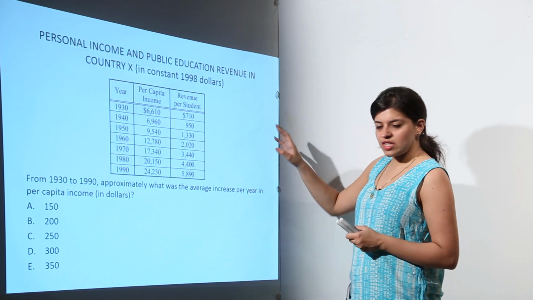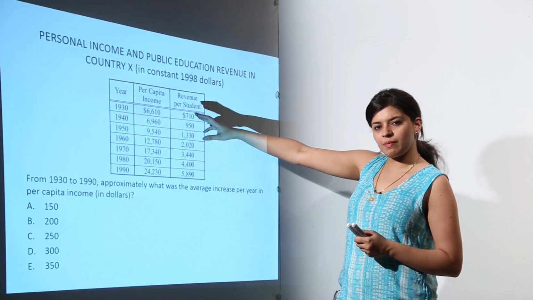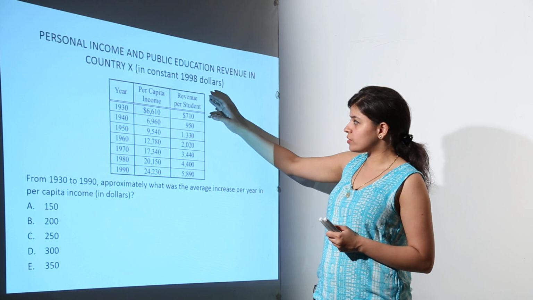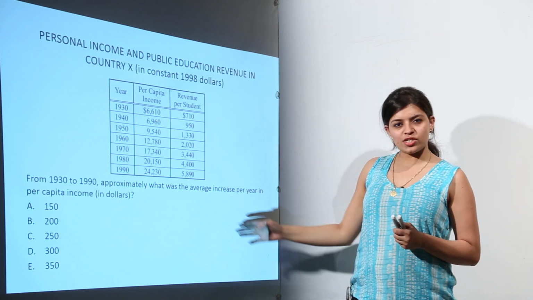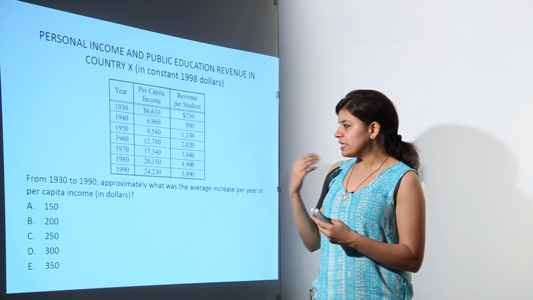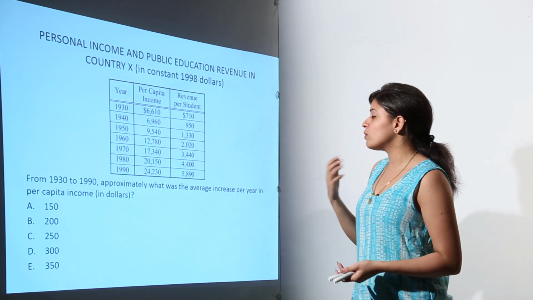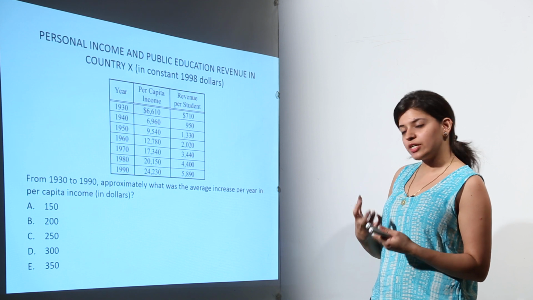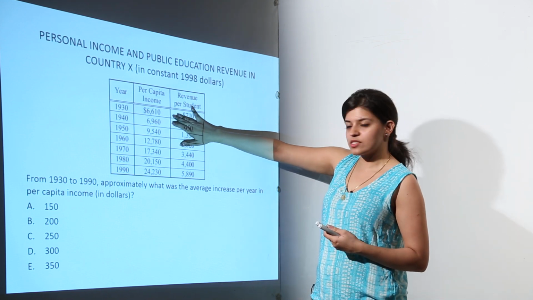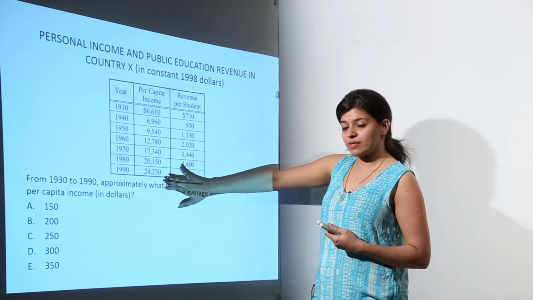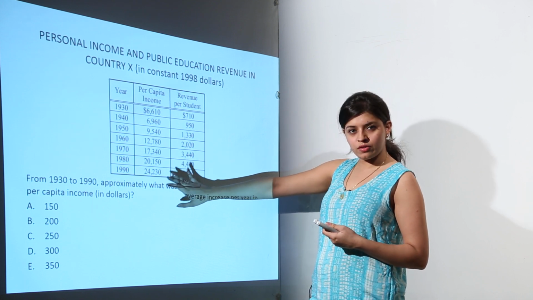In this case, we are given a table in which we are given the per capita income and the revenue per student according to the particular year. Now, let's see what the question says. The question says that from 1930 to 1990, approximately what was the average increase per year in the per capita income? In 1930, the per capita income was 6610. In 1990, the per capita income was 24,230.